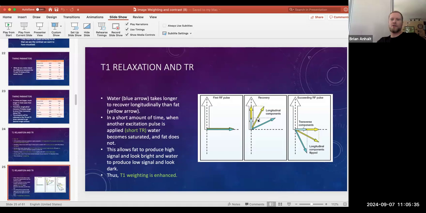So it's going to recover longitudinally much faster. In a short amount of time, when another excitation pulse is applied, water, being saturated with energy, doesn't produce a lot of transverse magnetization. But fat, having almost fully recovered, will produce a lot of transverse magnetization. Now we have differences in signal intensities when we collect an echo, allowing fat to produce high signal and water to look dark, giving us contrast. Contrast based on T1 recovery times.